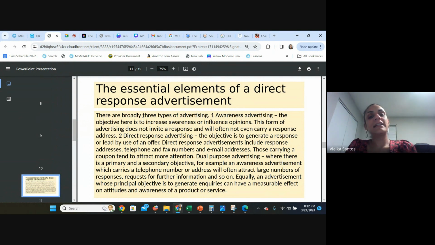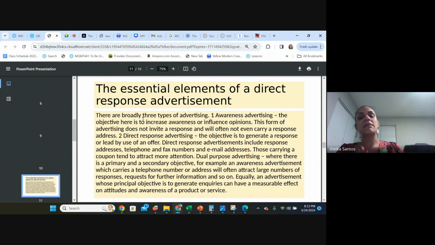There are broadly three types of advertising. Awareness advertising: the objective here is to increase awareness or influence opinions. This form of advertising does not invite a response and will often not even carry a response address.